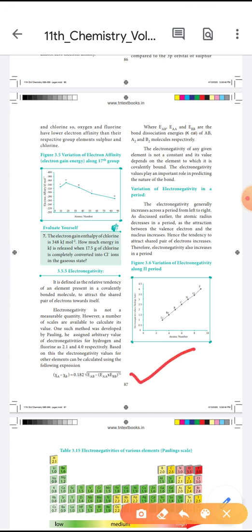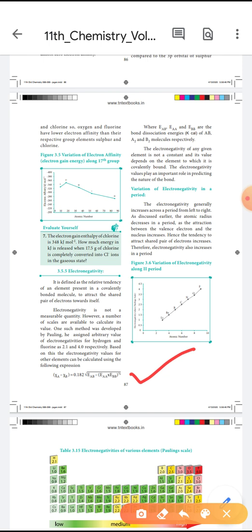Xa minus Xb equals 0.182 times the square root of (EAB minus EAA times EBB), the whole under the square root. Here EAB, EAA and EBB are the bond dissociation energies. EAB is the bond dissociation energy of AB, EAA is the bond dissociation energy of the A2 molecule, and EBB is the bond dissociation energy of the B2 molecule.